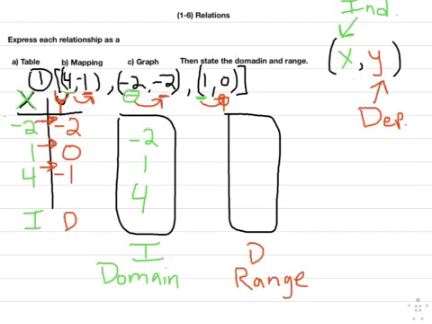Well, this time we're not mapping, or we're not just doing a chart or a table. I'm going to do our range in least to greatest. So what's our smallest y coordinate, or our smallest dependent value? We have a 0, we've got a -2, and a -1. Well, it looks like -2 is our smallest. The next smallest is -1, and then the greatest is 0.